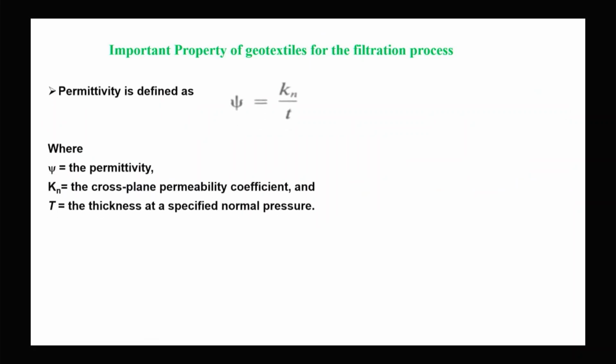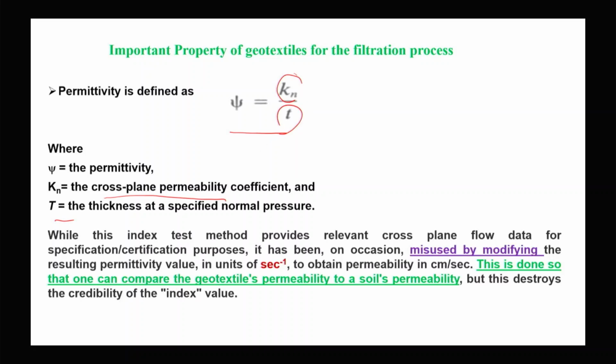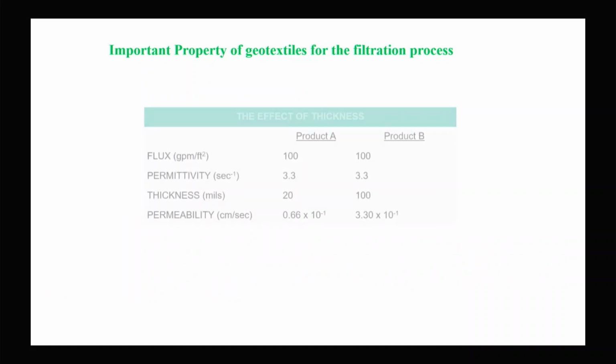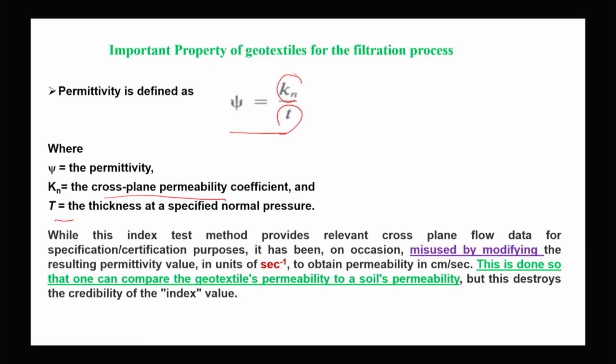So permittivity is defined by this relationship: permittivity equals the cross plane permeability coefficient Kn divided by the thickness of the geotextile. Now, when we use permeability with the thickness, we may sometimes get misled. So this is misused by modifying the permittivity result.